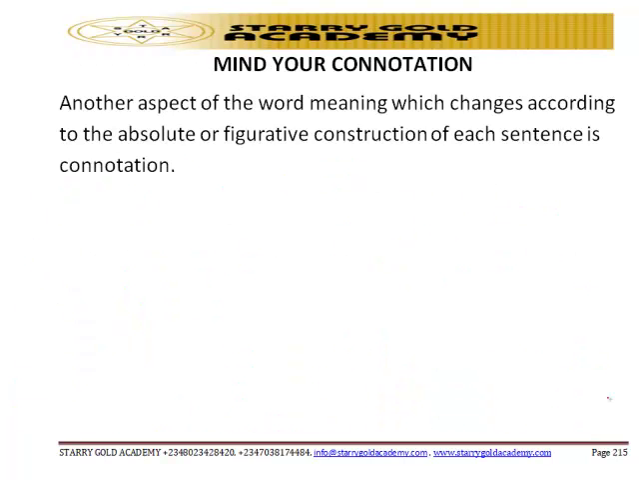Now we have to proceed because we have a long way to go. Remember, we are dealing with denotation, connotation, hyphen, figure of speech. Now, I say we should mind our connotation in our sentences and in our interaction with people. Another aspect of word meaning, which changes according to the absolute or figurative construction of each sentence, is connotation. While denotation is the exact meaning, connotation can be varied according to how it is structured in the passage.